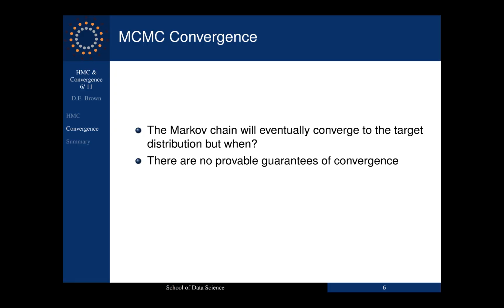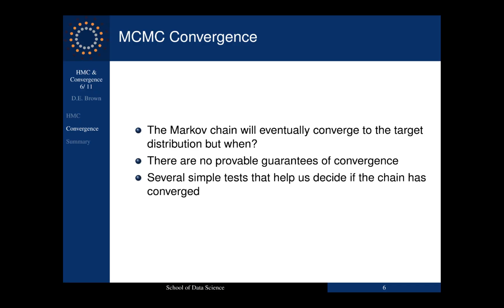Unfortunately, there's no provable guarantee that it will converge in finite time. We know in infinite time it'll converge, but that's not going to do us much good. We want to know when it'll converge in finite time. Now, in most real applications, it converges, obviously, in finite time. But the question is, how long do we have to let things run in order to get to that convergence, in order to get to a good answer? And what we typically do is we use some tests to help us decide if the chain has converged to our desired target distribution.